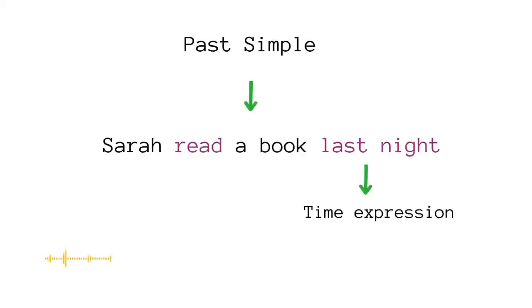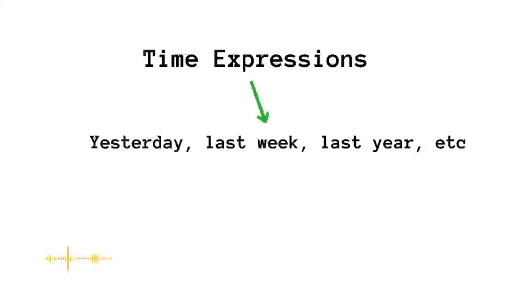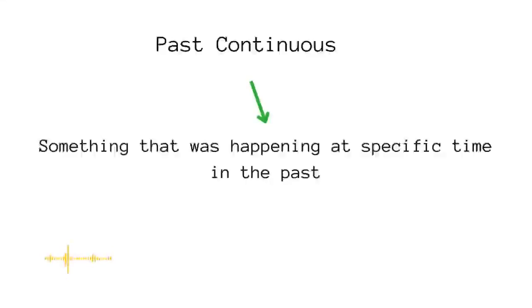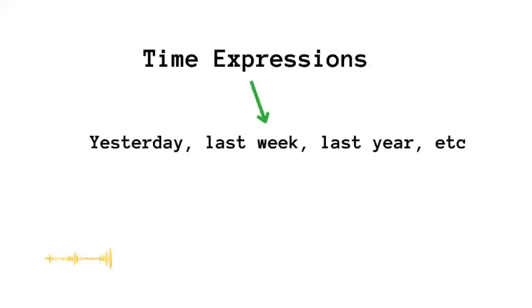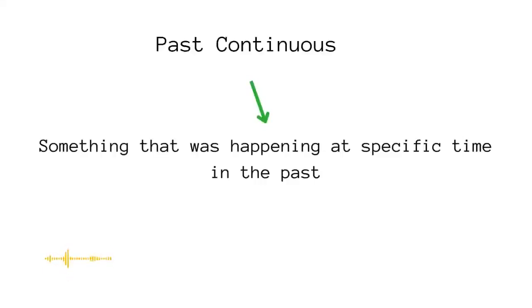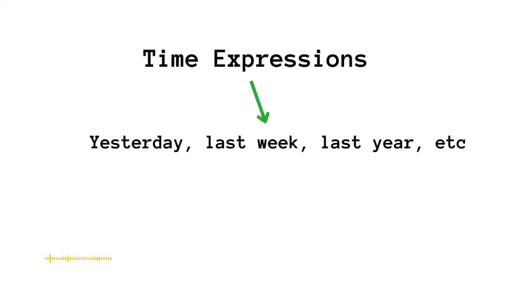So here we have she read the book last night. So in this case, we can easily understand that the situation happened last night. She read the book last night. So that is why using time expressions in your sentences is really important, because it will provide the listeners with more details about the timing of the situation. When did the situation happen? Last night, last week, last month, things like that.